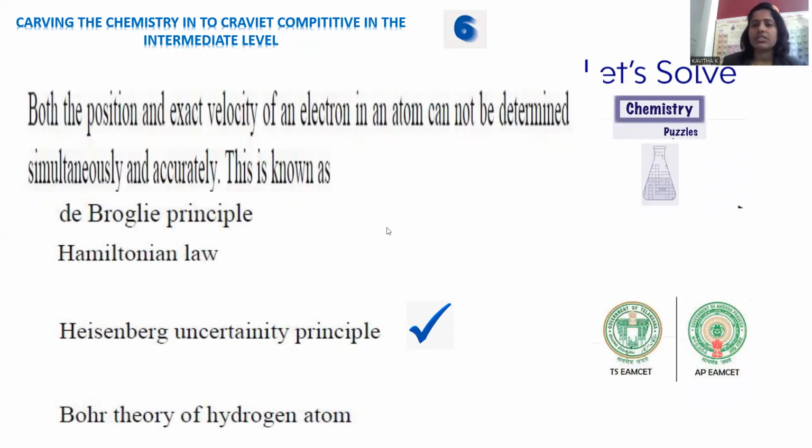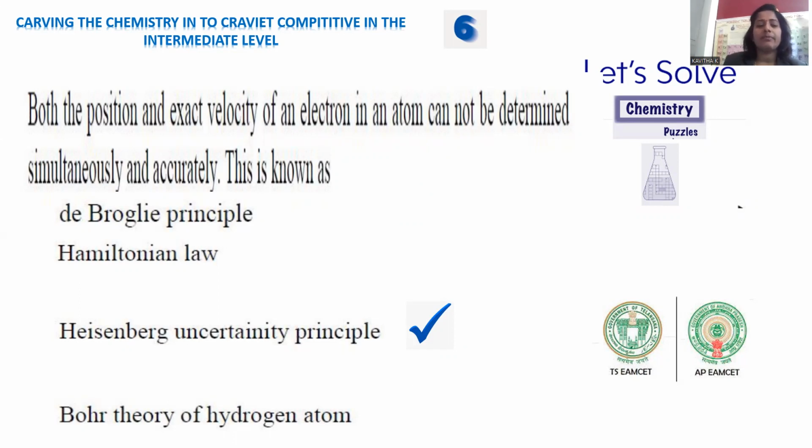Let's see the last question of the session, that is question number 6. Both the position and exact velocity of the electron in an atom cannot be determined simultaneously and accurately. This is known as, right? Here, the electron is the tiniest subatomic particle. If you find the exact position, its velocity becomes infinite. If velocity is exactly determined, the position of the electron becomes infinite, so it is impossible to measure position and velocity of the electron at the same instant.